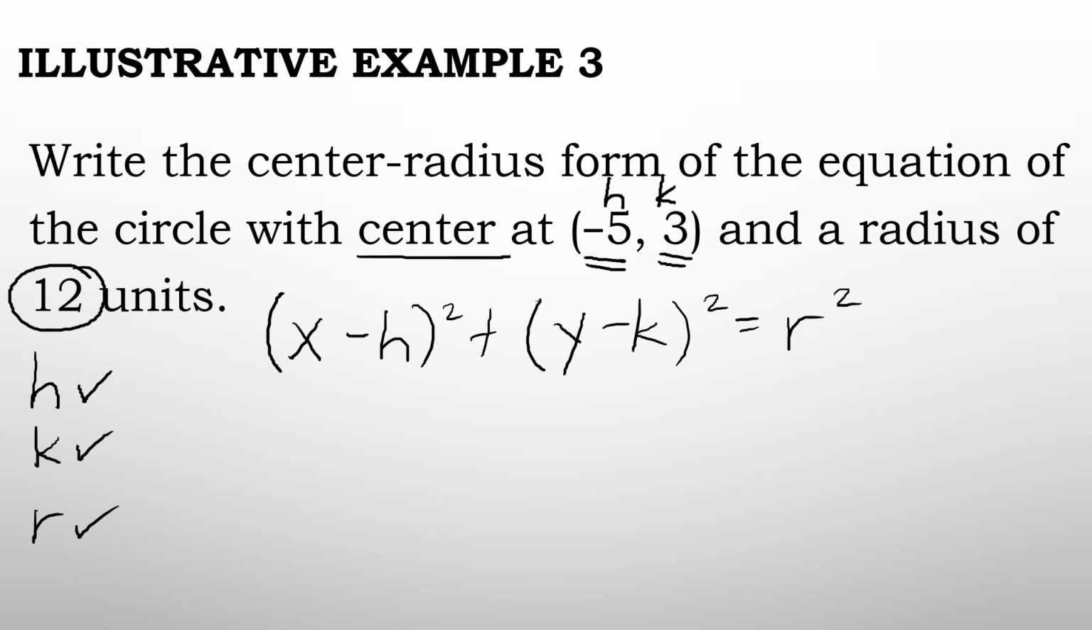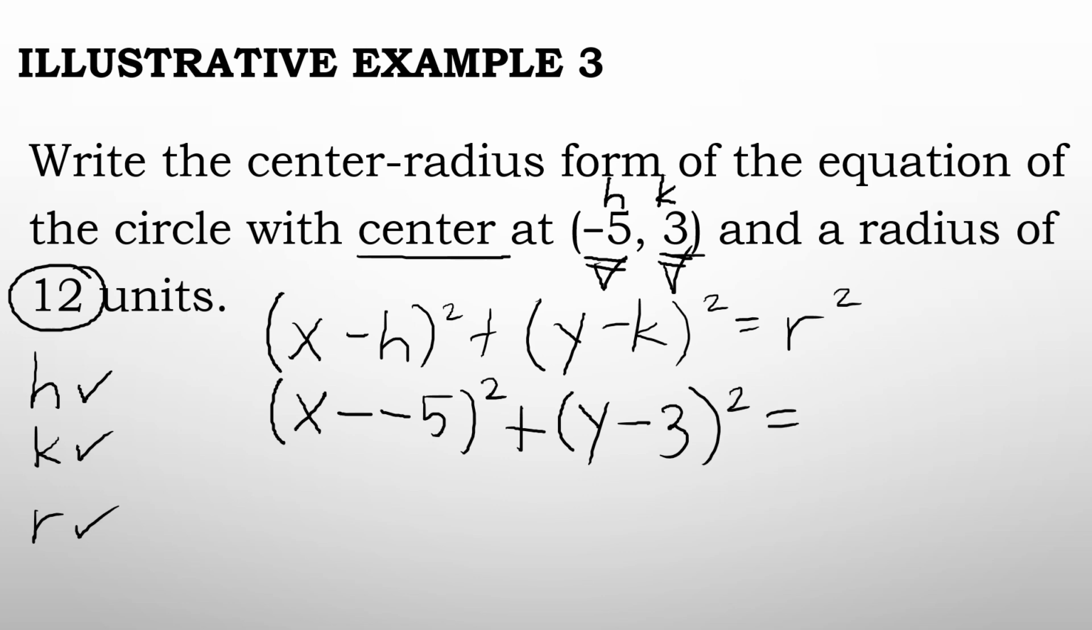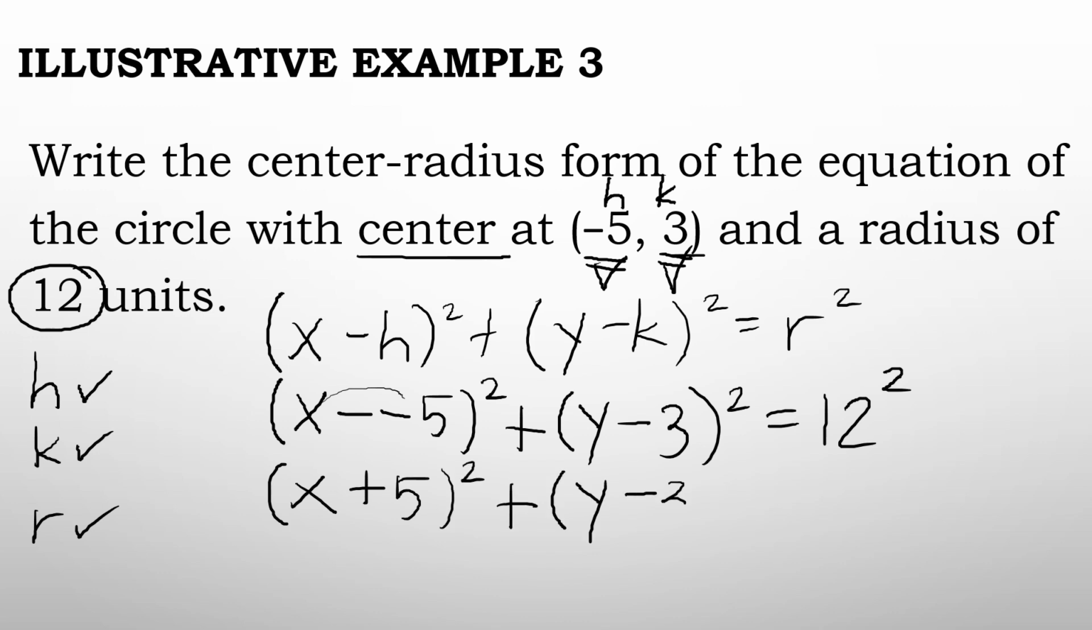So let's substitute. Just copy x minus h, the first element, which is -5, and then square, plus quantity y minus k, where k is the second coordinate, which is 3, then square, is equal to r, which is 12 units. Then do not forget the square. When a minus sign and a negative sign are next to each other, this becomes plus. So therefore, we have (x + 5)² + (y - 3)² = 144.